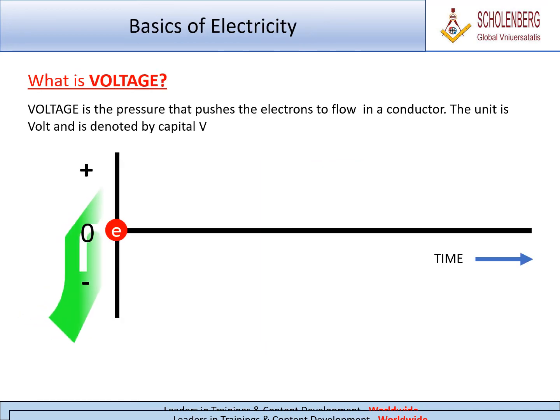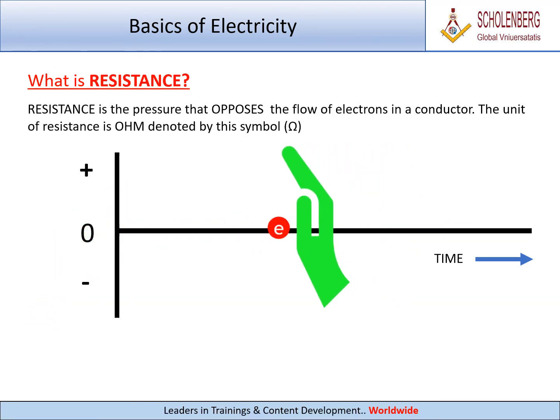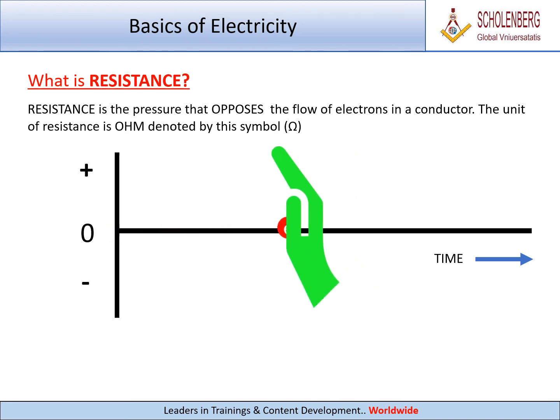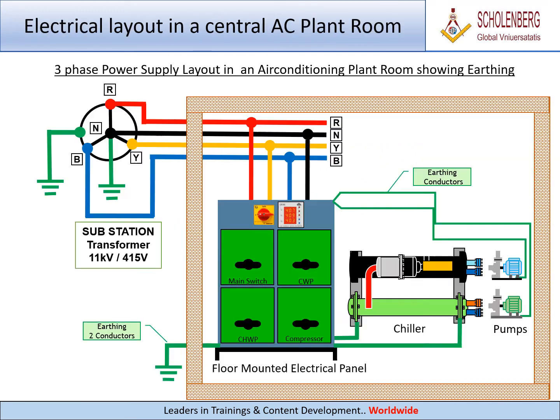What is voltage? Voltage is the pressure that pushes the electrons to flow in a conductor. The unit is volt and is denoted by capital V. What is resistance? Resistance is the pressure that opposes the flow of electrons in a conductor. The unit of resistance is ohm, denoted by the symbol Ω. This is a three-phase power supply layout in an air conditioning plant room, showing earthing.